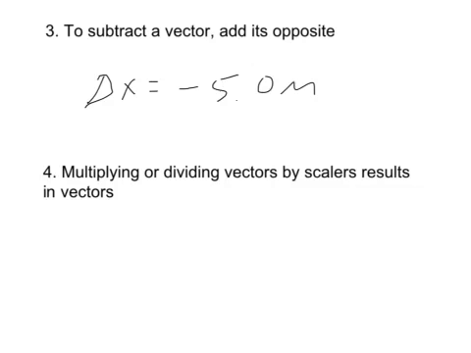And then also, finally, multiplying or dividing vectors by scalars results in vectors. It's not possible to add scalars and vectors.